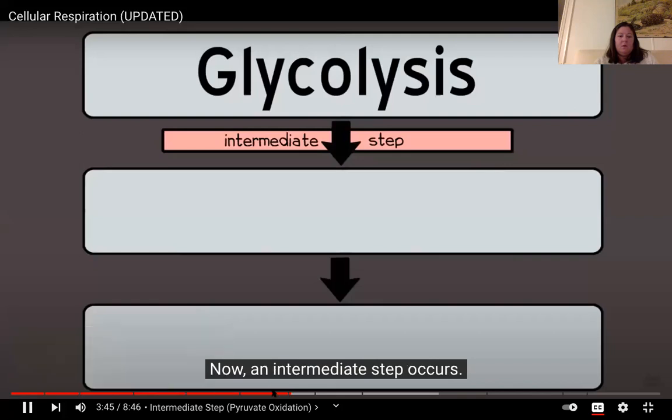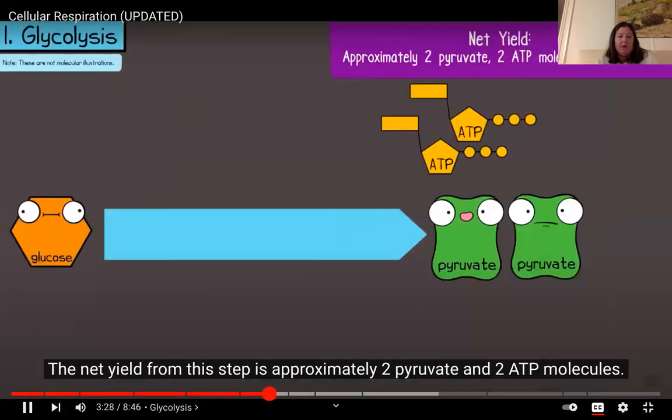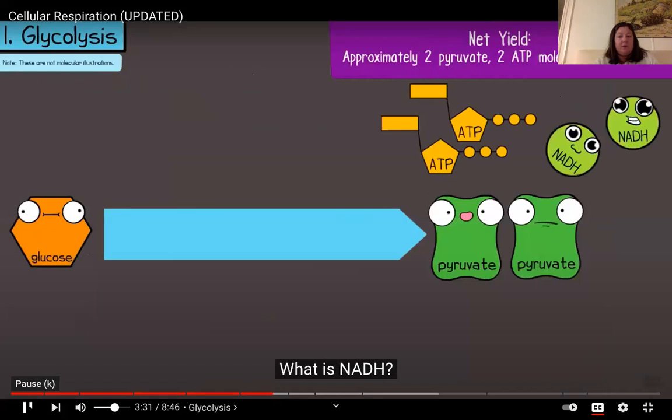Now, an intermediate step occurs. Okay, let's go back. 2 pyruvate and 2 ATP molecules, and 2 NADH. Okay, so we need to write that down. We have glucose breaking down to form 2 pyruvate plus 2 ATP plus 2 NADH. And now I need to say what NADH is. So we have glucose reacting to form 2 pyruvate, 2 ATP, and 2 NADH.